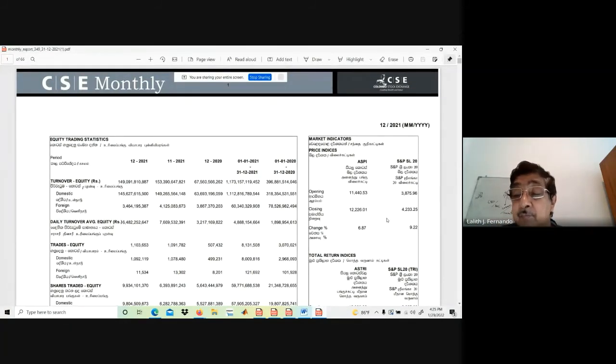Now, on the other side, in relation to the S&P 20, the starting figure was 3,875.96 and the closing was 4,233.25. There the percentage change is 9.22. If you want some market return indication, the market return for the month of December 2021 is 6.87% in relation to the ASPI. In relation to the S&P 20, the market return is 9.22%.